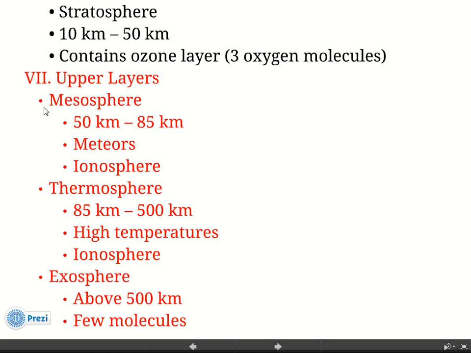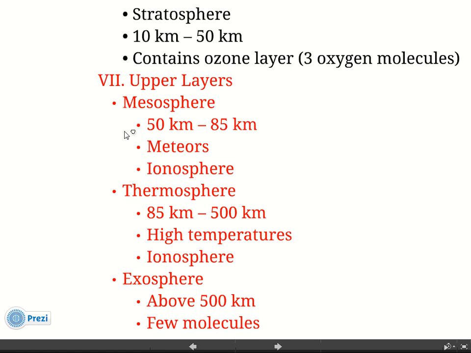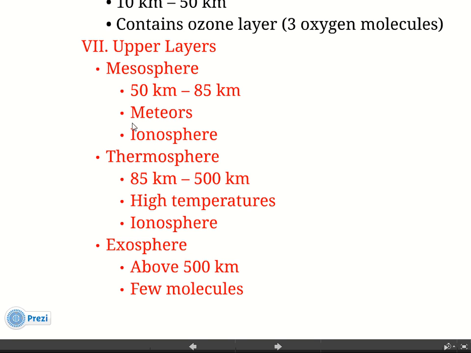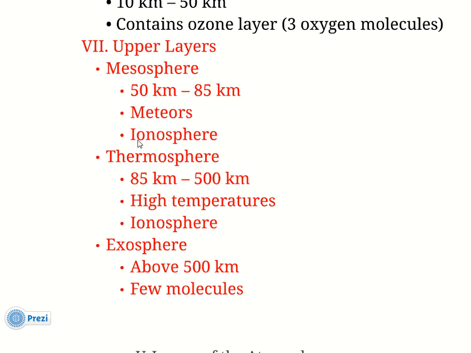The next section above the stratosphere is the mesosphere. It was 50 kilometers to 85 kilometers high. That's where we find meteors, and that's where we find the beginning of the ionosphere. The thermosphere is 85 to 500 kilometers. It has very high temperatures, and the ionosphere is also contained in the thermosphere. The exosphere is above 500 kilometers and has very few molecules.